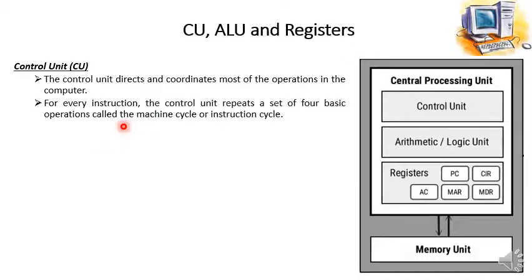For every instruction, the control unit repeats a set of four basic operations called the machine cycle or instruction cycle, which we will discuss in detail in the coming lessons. They are four basic operations: fetch, decode, reading memory addresses, and then execute. These are the four steps which are performed by the control unit. The control unit is actually just like the manager of the computer system. That's why we say that the control unit directs and coordinates most of the operations in the computer.